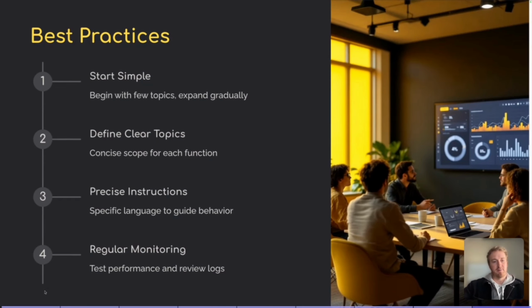The best practices are basically to start simple. Begin with a few topics and minimal instructions to make sure that your agent's working the way you want, and then give it those clear topics. So define the scope and the instructions of what you want your agent to do, giving it those specific instructions. Keep those instructions nice and short. It's better to give a lot of instructions that are simple and short than one big instruction, and then just monitor and test it regularly.